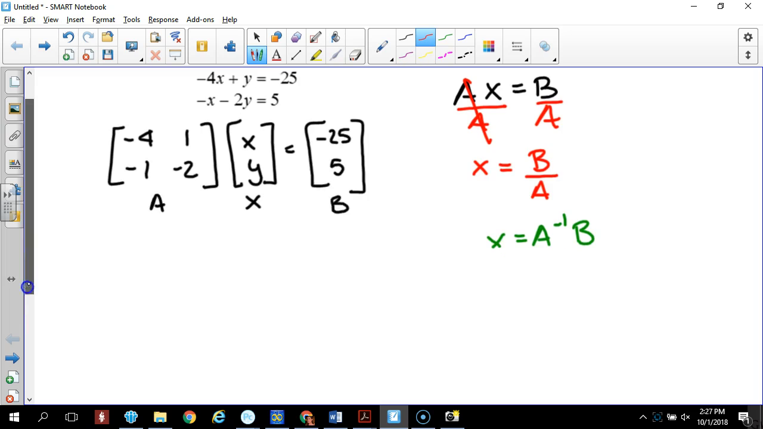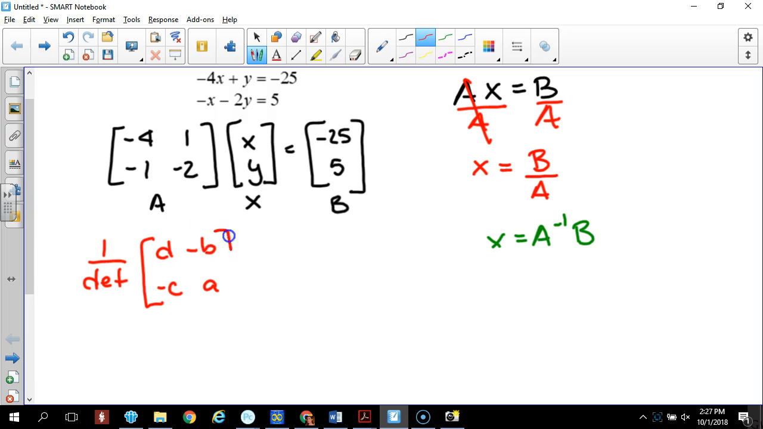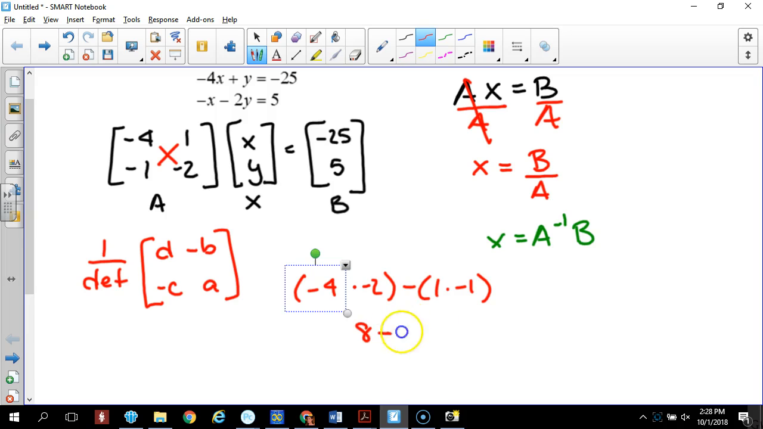So go ahead to do inverse. Remember, to do inverse, it's 1 over the determinant, with D here, negative B, negative C, and A. So you change A and D, and you change the signs of B and C. Okay, so now we're going to work on finding the determinant here. So that's -4 times -2 minus 1 times -1. That's going to get me +8 minus -1, so 9. So that's my determinant there.